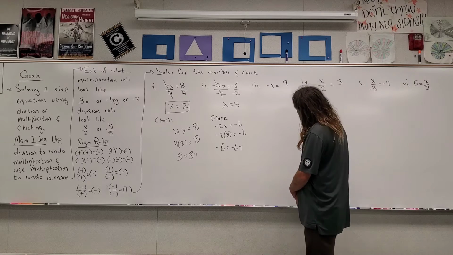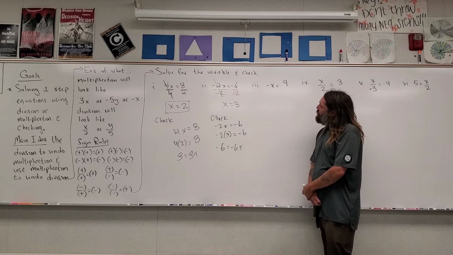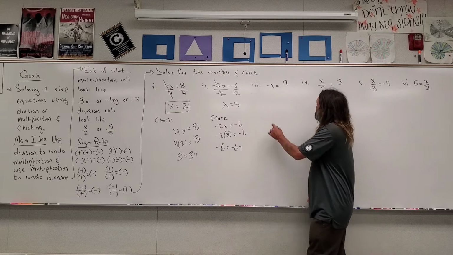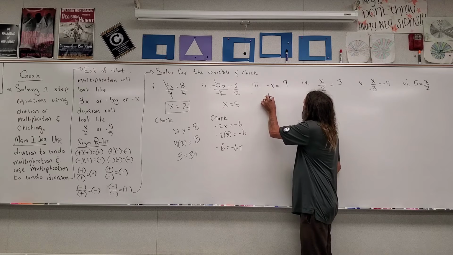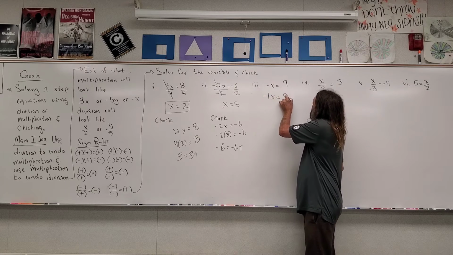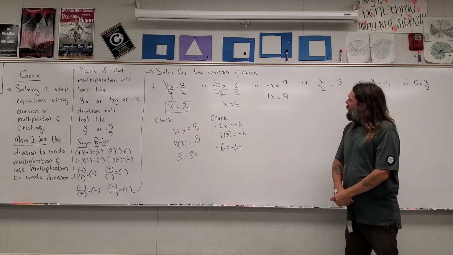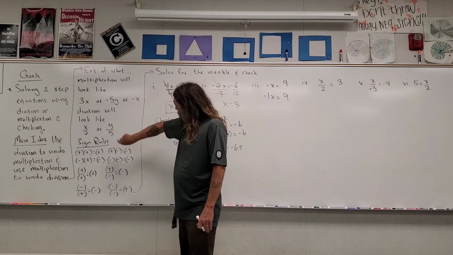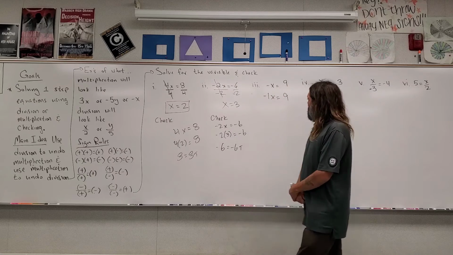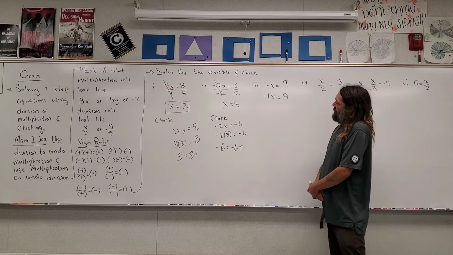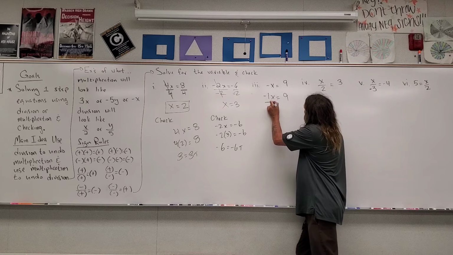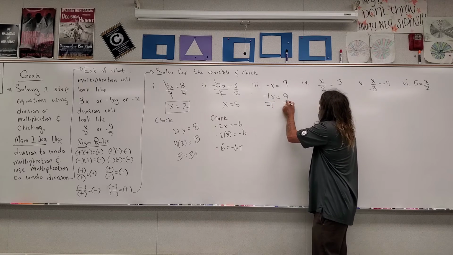Problem number 3. Now, problem number 3 is a little tricky because it says negative x. We don't necessarily see the number that's there, but this is actually -1x = 9. So again, I have multiplication like I had in the prior two problems, and I need to use division to solve it. We're using the opposite operation, or we're undoing. So again, whatever number is right next to the x, that is the number that I'm going to divide away.